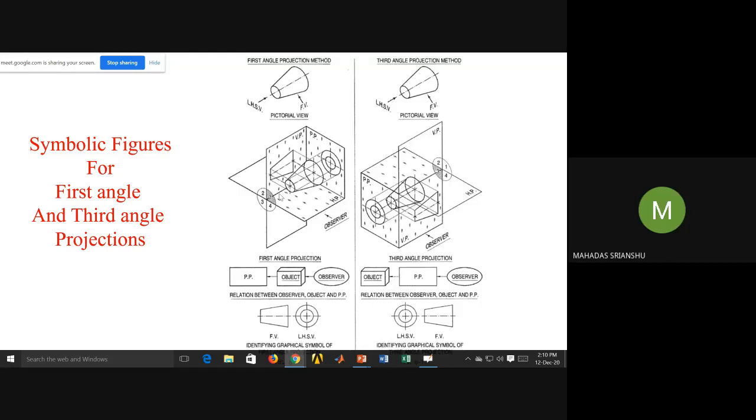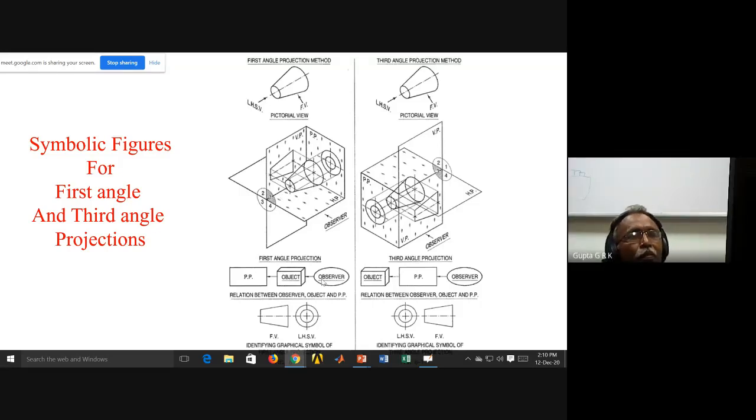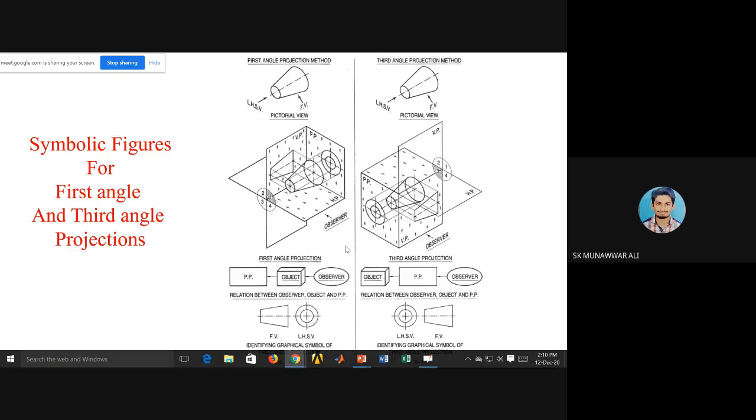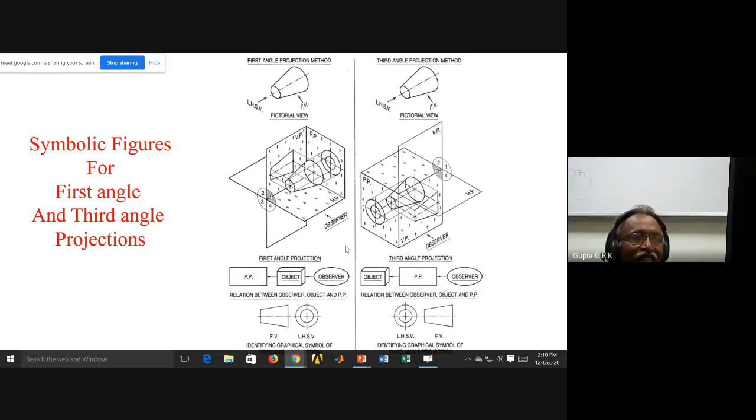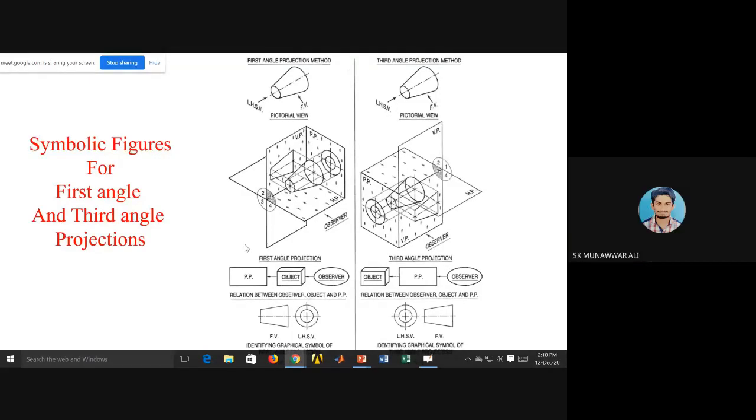Yes, sir. Sir, but the object should be placed on a horizontal plane, no, sir? No, it is not compulsory. It doesn't matter. It can be anywhere within the space. It need not be kept on the ground or on the HP. When we do the problems, you can see we do problems where it is hanging in between. Okay, sir.